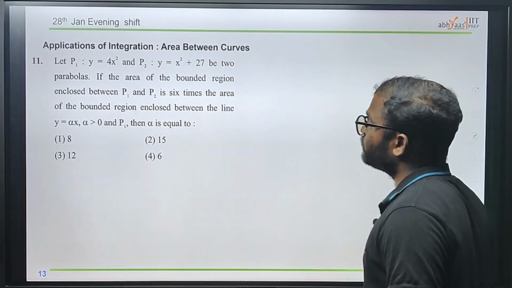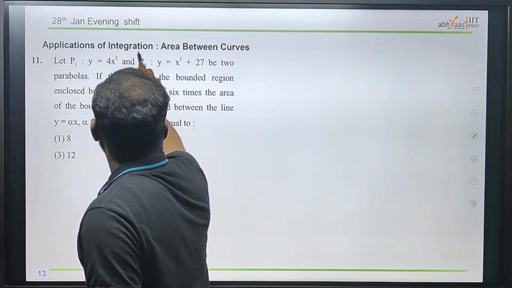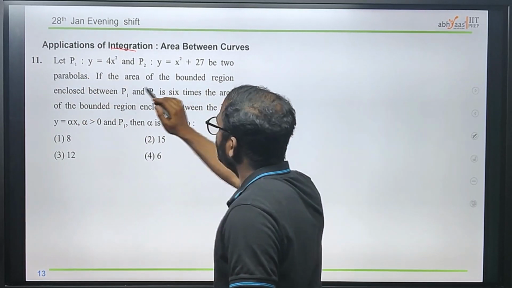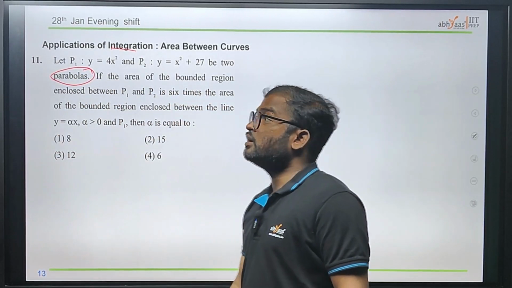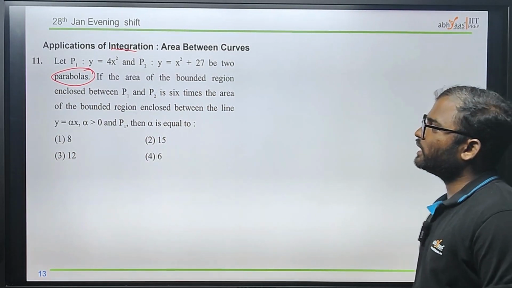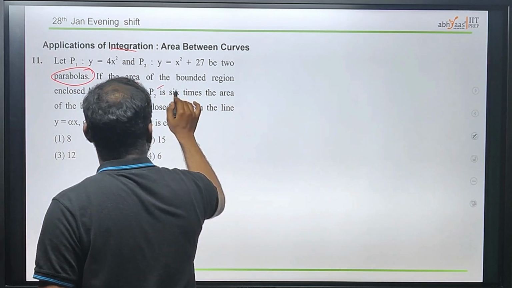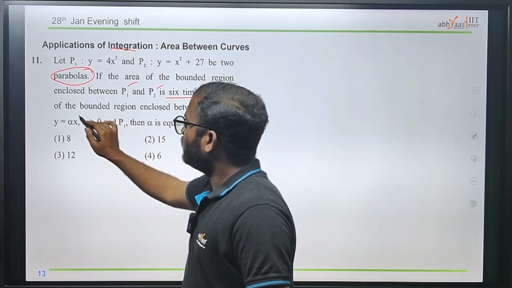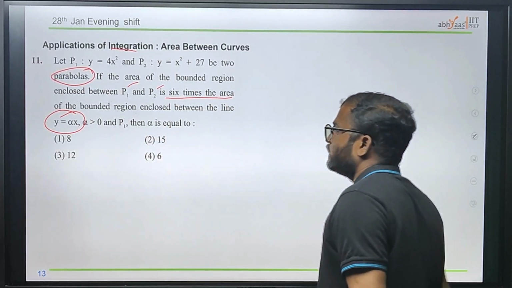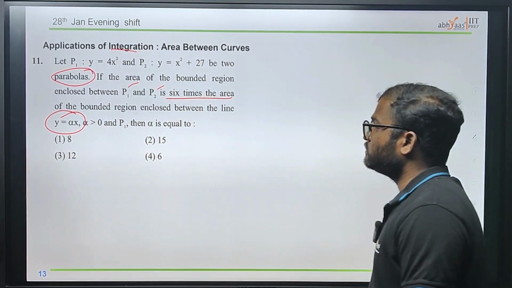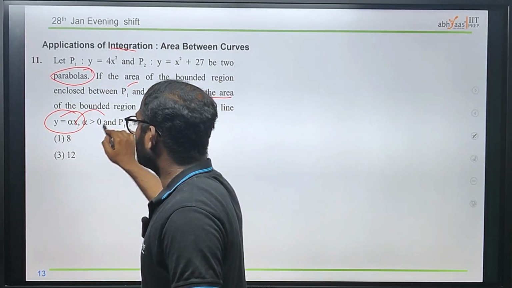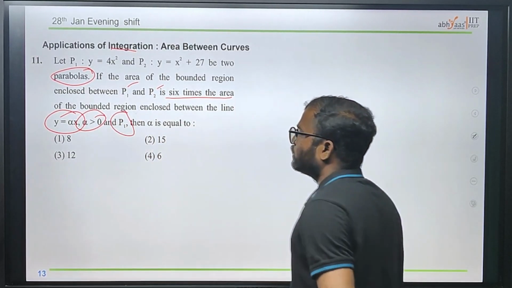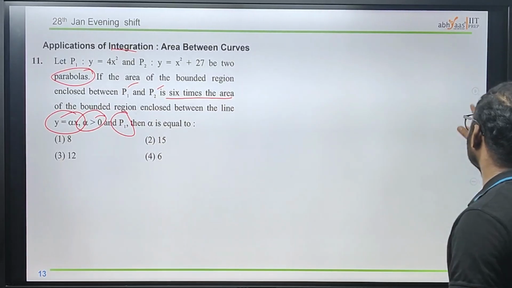Next, we have a question on the application of integration, which is the area between two curves. They give P1 and P2 as two parabolas. The area enclosed between P1 and P2 is 6 times the area enclosed between P1 and the line y equal to alpha x, and alpha is greater than 0. Then what is alpha? First we need to check what alpha is here.